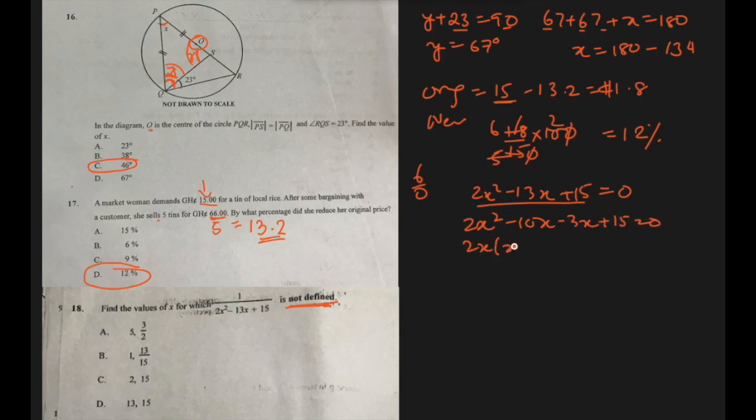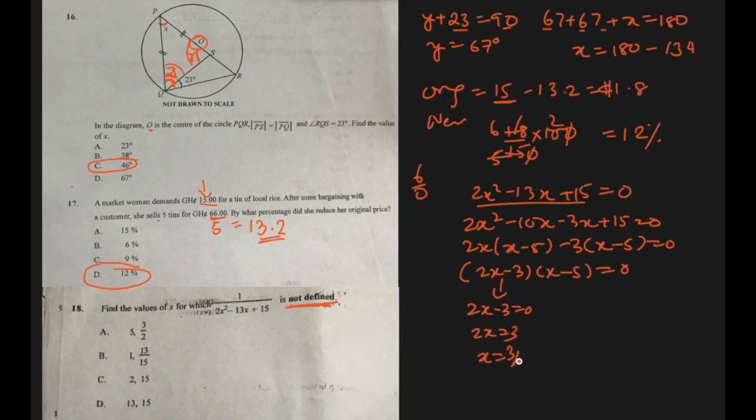So (2x minus 3)(x minus 5) equal to 0. So we get two answers. This one will give us 2x minus 3 equal to 0. So 2x equals 3, x equals 3 over 2, and this gives us x minus 5 equal to 0, x equals 5. So 5 and 1.5. Yeah.